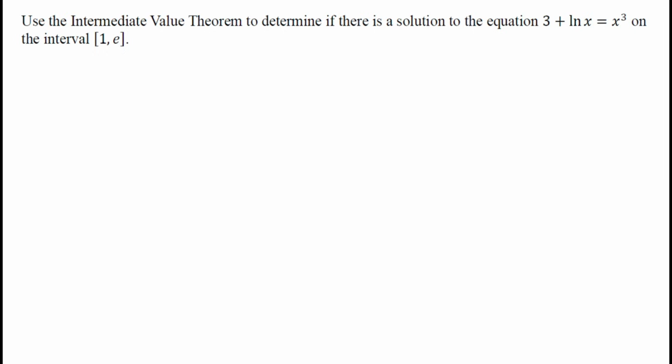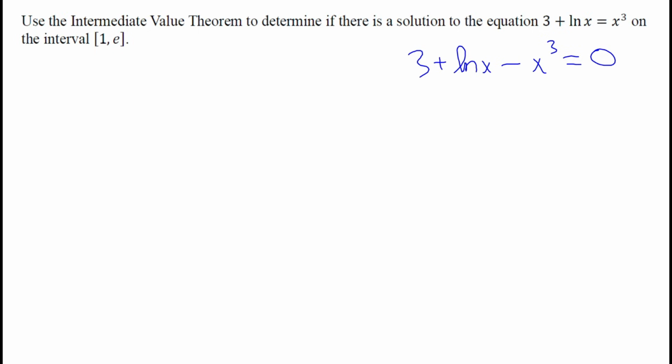All right, another one here. We have 3 plus ln x equals x cubed. So what we want to do is rewrite this as 3 plus ln x minus x cubed equals 0, and show that this function has an x-intercept, or a solution. This equation has a solution on the interval between 1 and e.